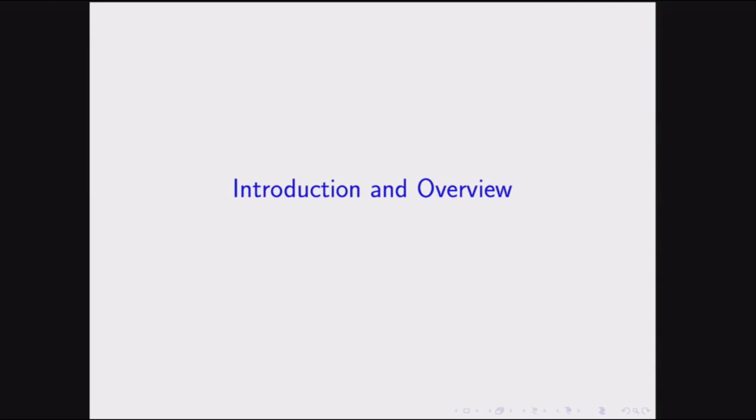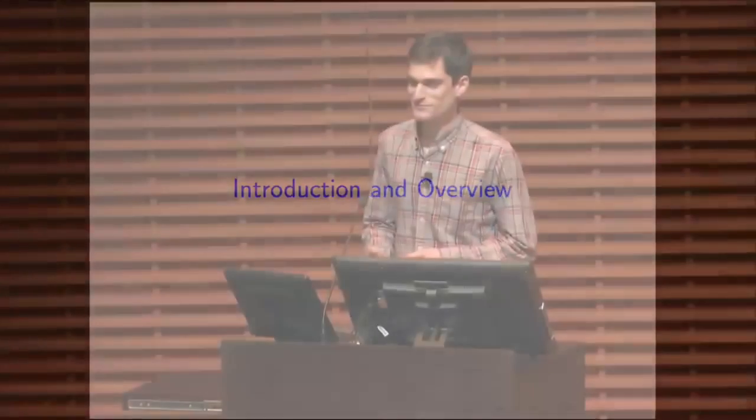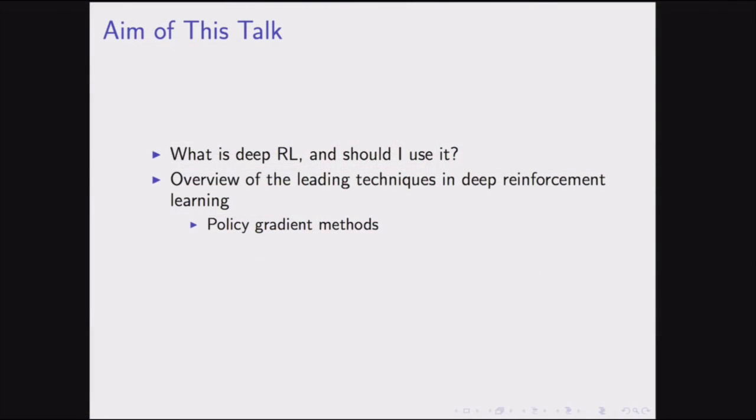So I'm going to talk about some of the core methods in deep reinforcement learning. The aim of this talk is as follows. First, I'll do a brief introduction to what deep RL is and whether it might make sense to apply it in your problem. I'll talk about some of the core techniques. There, on the one hand, we have the policy gradient methods. Then on the other hand, we have methods that learn a Q function, including Q-learning and SARSA. And I'll talk a little at the end about the pros and cons of these different methods.